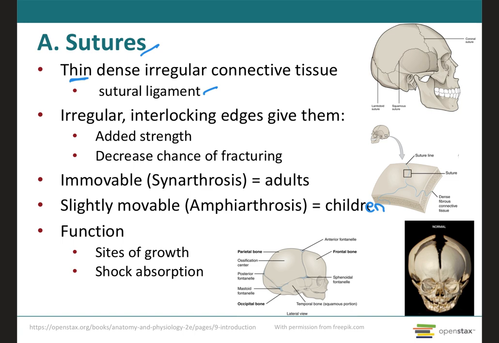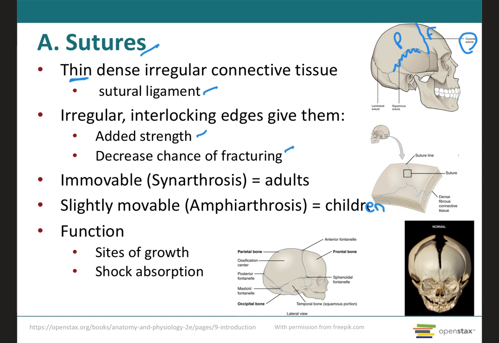Sutures we've covered already, but they are found only between bones of the skull. An example would be the coronal suture, which is this one right over here between the frontal and the parietal bones. Notice how between the bones there's going to be this irregular sort of interlocking edges of sutures that will also be important because it will give this joint an added strength and also decrease their chance of fracture.